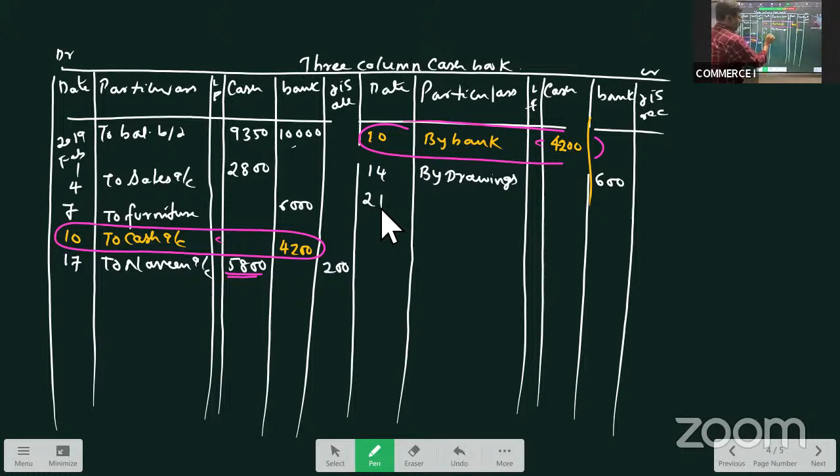Audit charges, it is a payment. Write it on the credit side. By audit charges, 150.